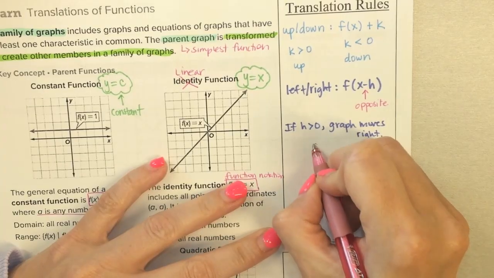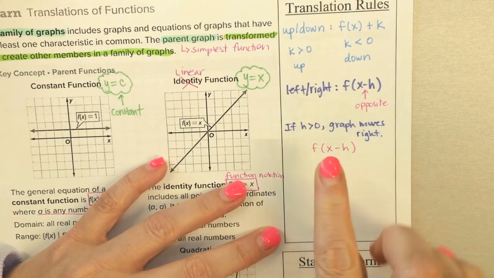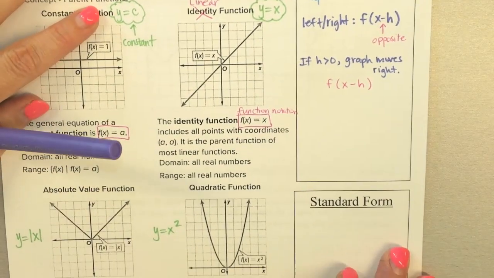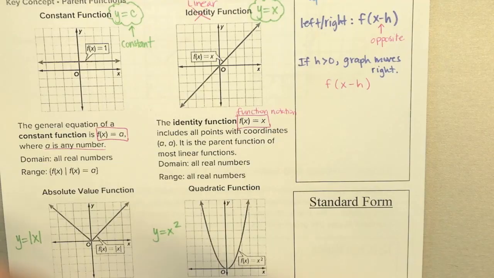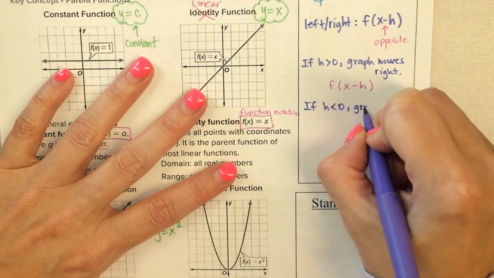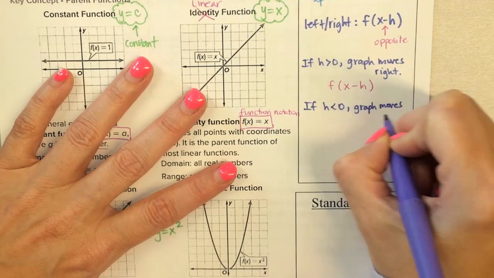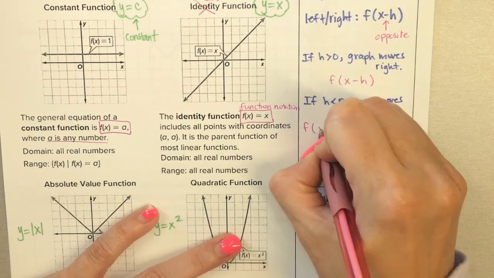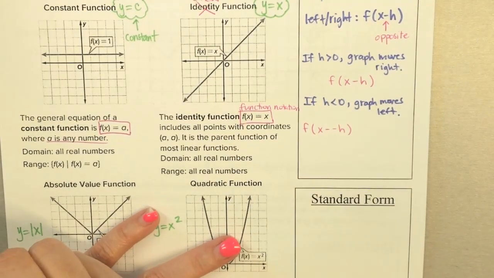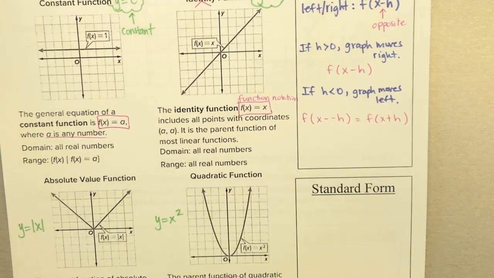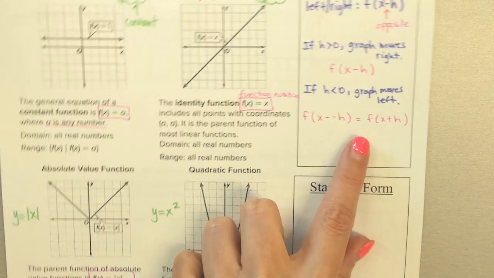Okay, so if you had f of x minus h, that's what it's going to look like. I'm going to show you in a second what this looks like with actual numbers because I think that's useful. And then if your h value is negative, the graph moves left. So if you plug in a negative, you have f of x minus negative h. Okay, you're going to have f of x plus h here, because minus a negative is going to simplify.